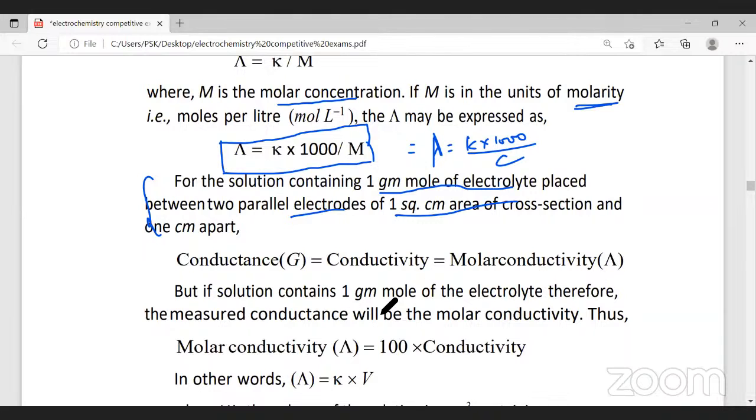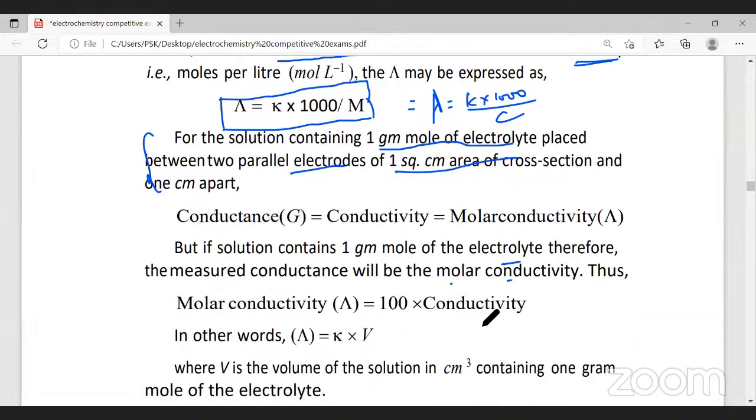But if the solution contains 1 gram mole of an electrolyte, the measured conductance will be equal to molar conductance. Thus, molar conductivity lambda is equal to 1000 times conductivity. In other words, lambda is equal to kappa, specific conductance, into volume. We can define molar conductance as a product of specific conductance and volume. This also can be written as lambda is equal to kappa into 1 by C. Volume is inversely proportional to concentration. So lambda is equal to specific conductance into 1 by C.